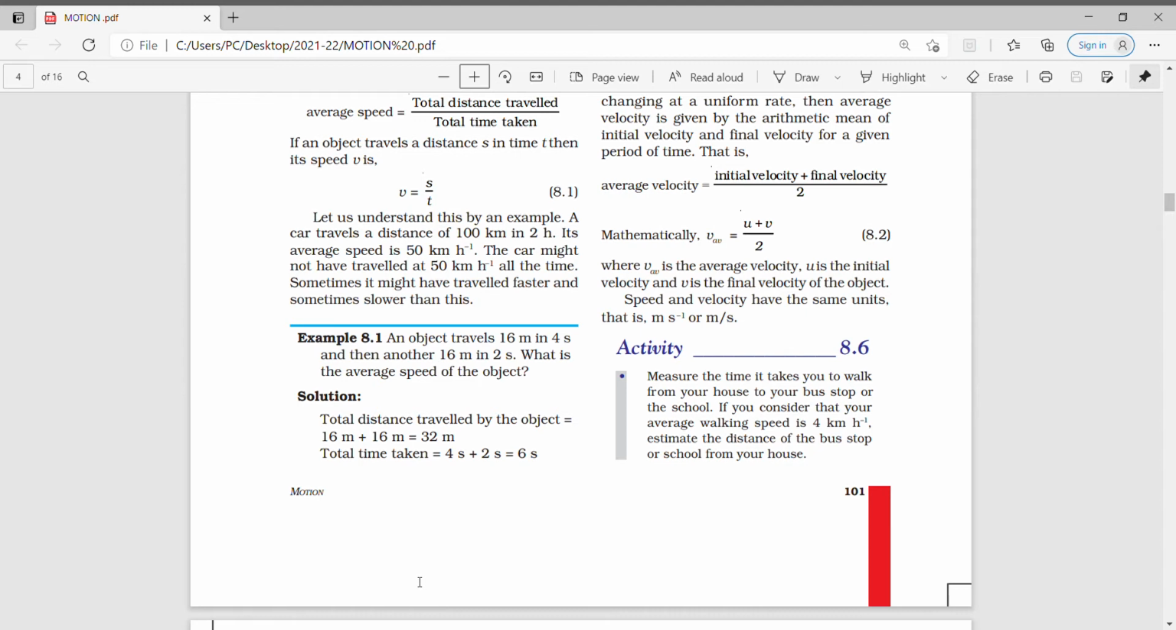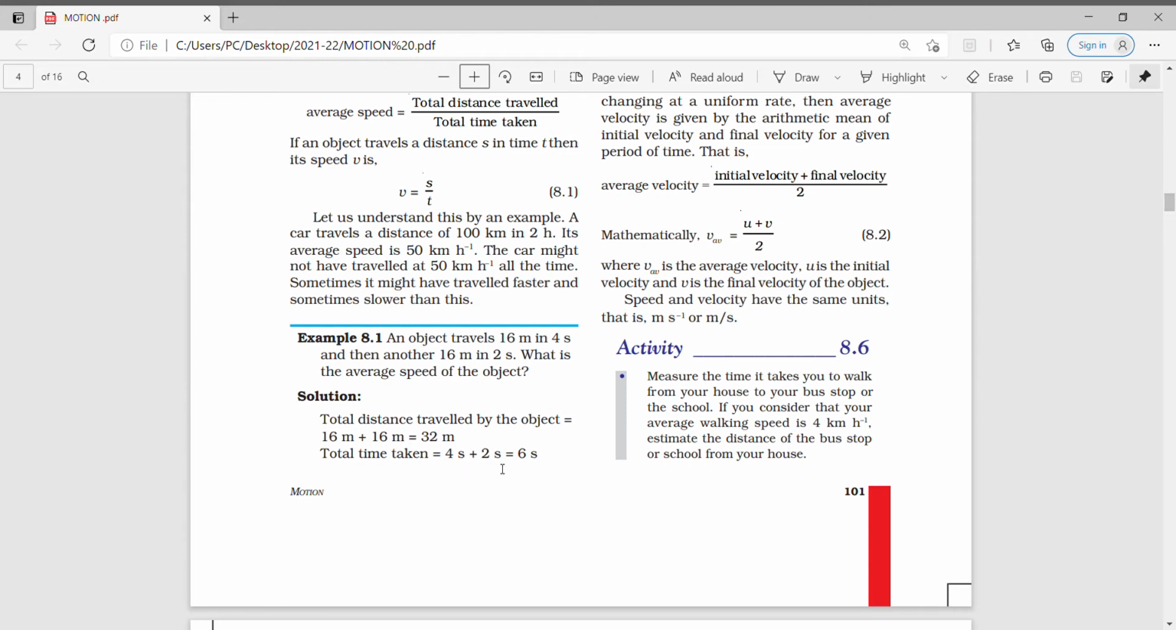First example is example 8.1. An object travels 16 meters in 4 seconds, then another 16 meters in 2 seconds. What is the average speed of the object? Average speed is equal to total distance covered divided by total time taken. So how much is the total distance covered? This is 16 meters plus 16 meters. So 32 meters, that is the total distance covered. And total time taken is equal to 4 seconds plus 2 seconds.